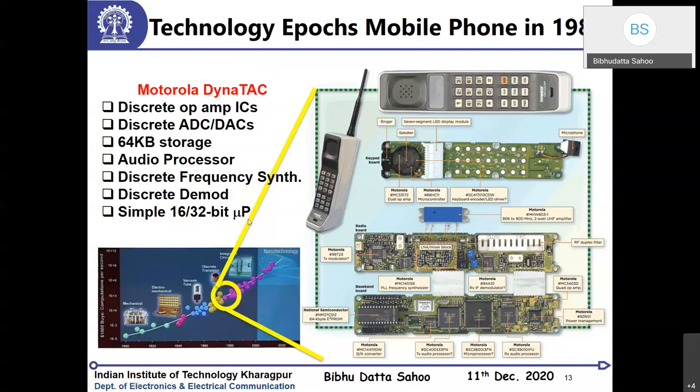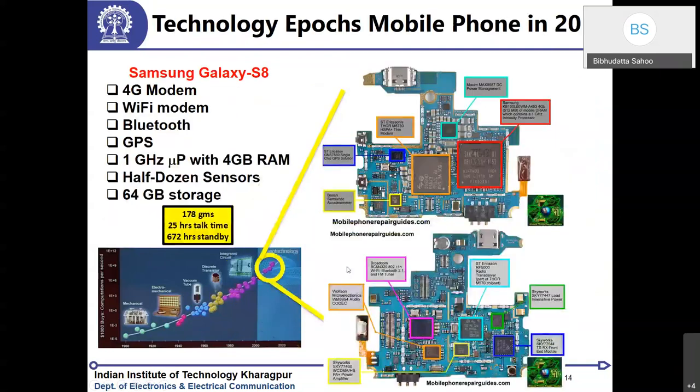Now let's dive into 2015. The Samsung Galaxy S8, even the modern ones, I think S20 or something, is even more sophisticated than this. Unfortunately, I couldn't get an inside picture of that at this point, so I'm showing this one. It has a 4G modem, Wi-Fi modem, Bluetooth, GPS, 1 GHz microprocessor with 4 GB of RAM, half a dozen sensors. That time it was 64 GB, and now people go for 512 GB of storage probably. This is all possible because of the huge amount of integration that is happening.